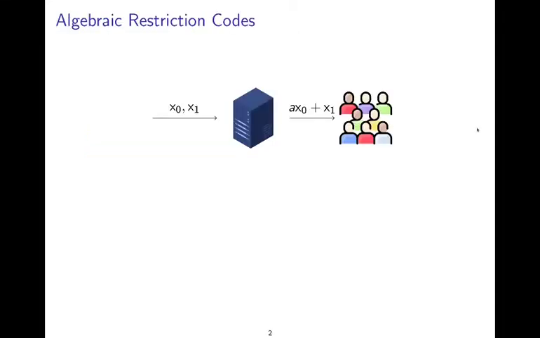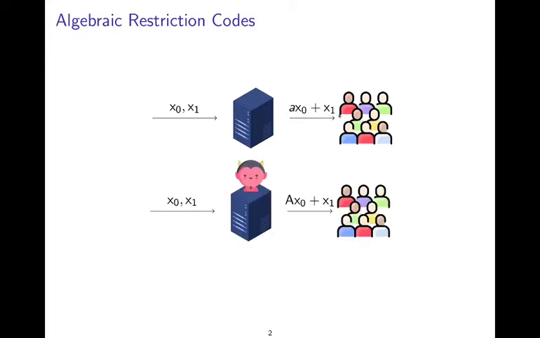Imagine you have a device where on input x0 and x1, where both of these are vectors, this device is supposed to publish a times x0 plus x1, where a is a scalar. This device, however, can misbehave and instead of multiplying the scalar a, multiply an arbitrary matrix a to x0 and publish the result. And this is what we want to stop with algebraic restriction codes.